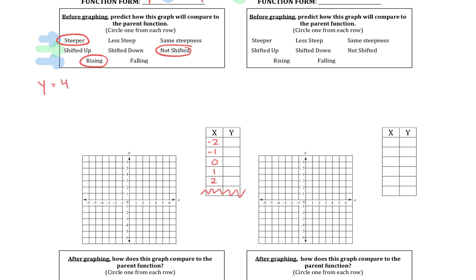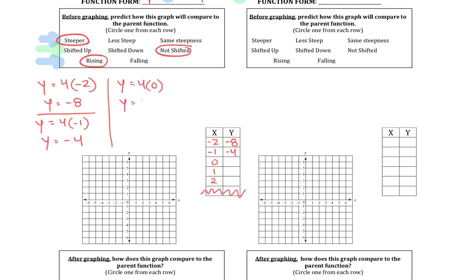So I've got 4 times -2. I'm going to plug in -2 for X. 4 times -2 is -8. Okay, so when X is -2, Y is -8. Then I'm going to plug in -1. I get Y equals -4. Then I'm going to plug in 0. And 4 times 0 is 0.